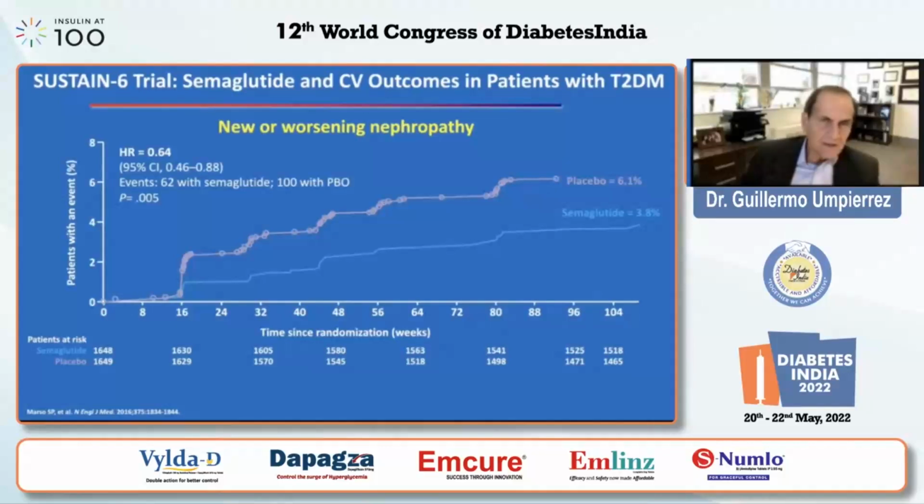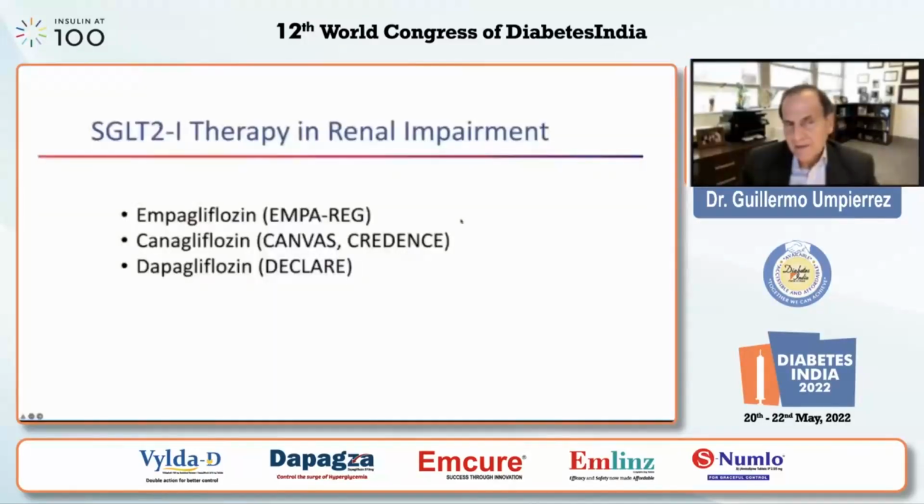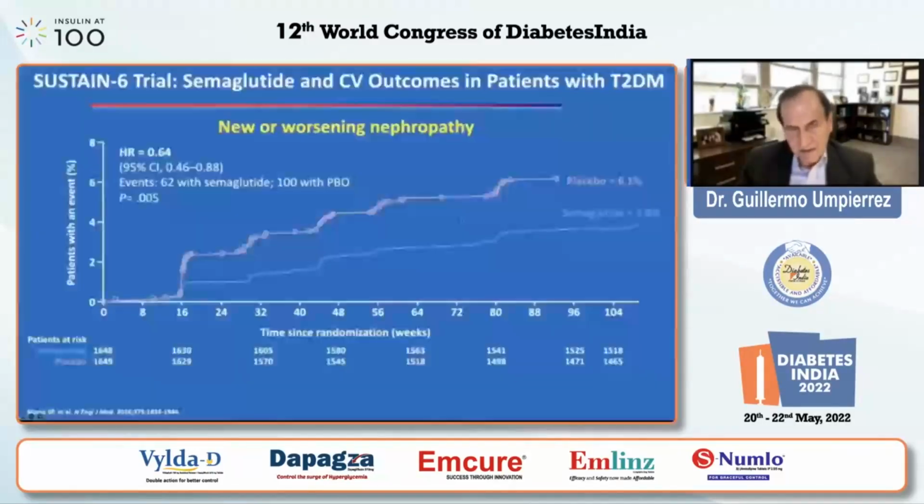A once-a-week medication, it is very effective in decreasing cardiovascular complications. The same thing has been shown with nephropathy. And here you have that, compared to placebo, semaglutide decreases the risk of nephropathy by about 30%. So no question that GLP-1 has a beneficial effect.